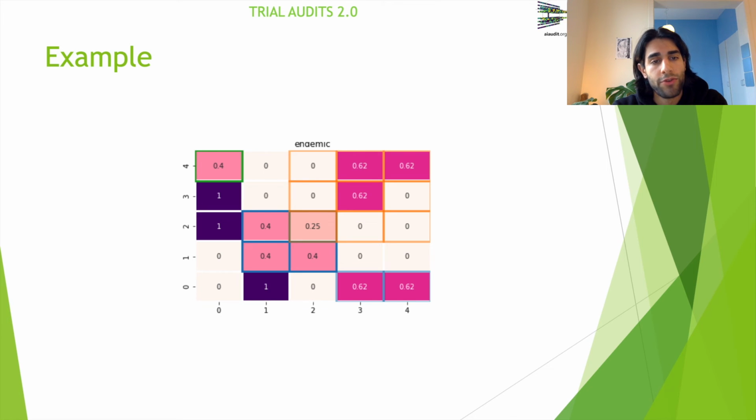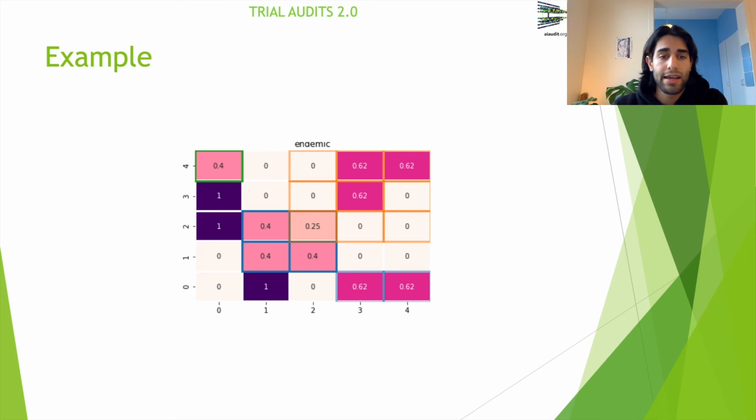Cell 0,4 has a probability of 0.4 of being part of an outbreak. The reason for that is that 1 of 3 signals was able to detect an outbreak case there, but the other two failed to do that, and voting against each other, we come up with a final probability of 0.4, and so forth.